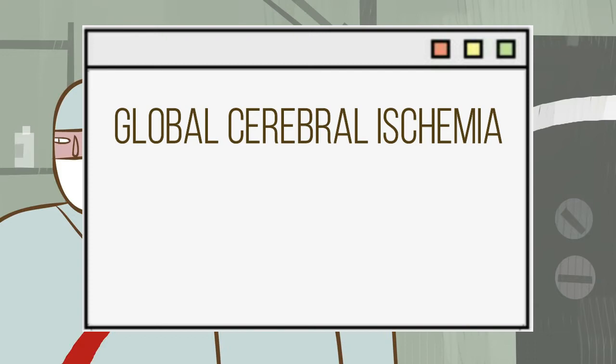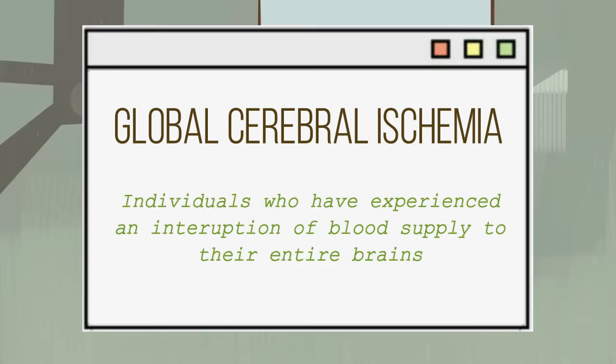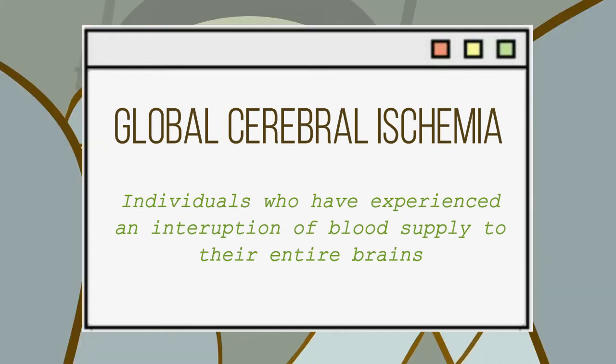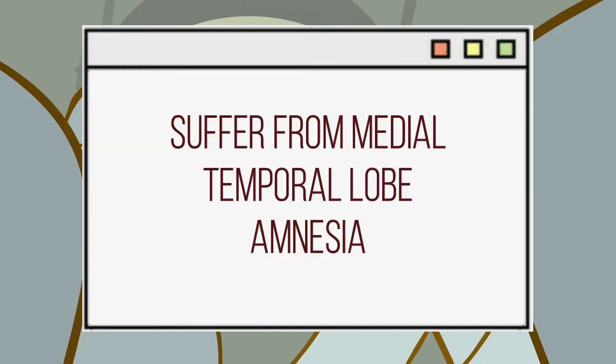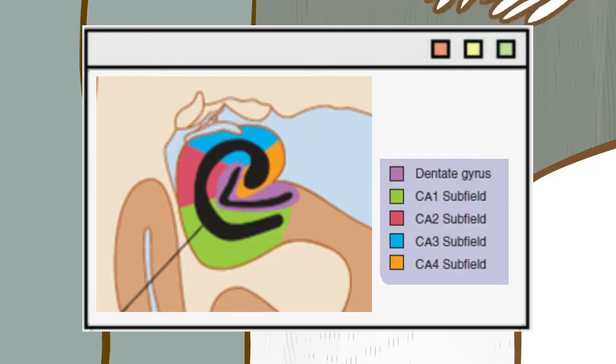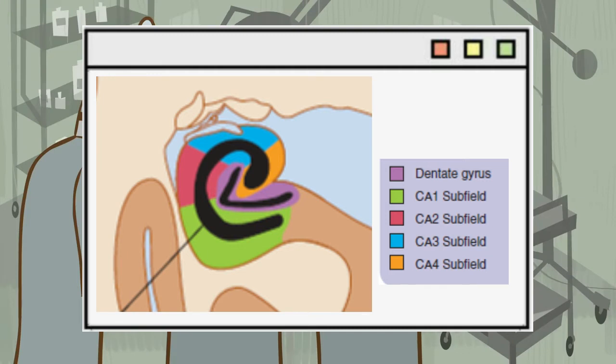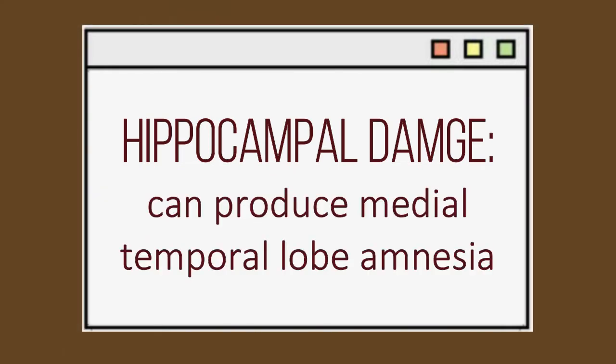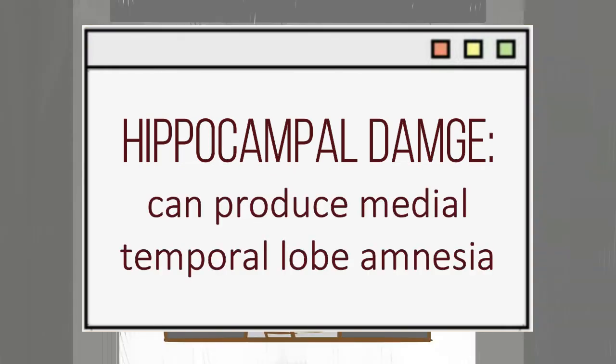Global cerebral ischemia is when someone has experienced an interruption of blood supply to their entire brain. These people often suffer from medial temporal lobe amnesia. As we can see, there are actually four major components of the hippocampus. We have the CA1, CA2, CA3, CA4 subfields, and the dentate gyrus. Hippocampal damage by itself can produce medial temporal lobe amnesia.